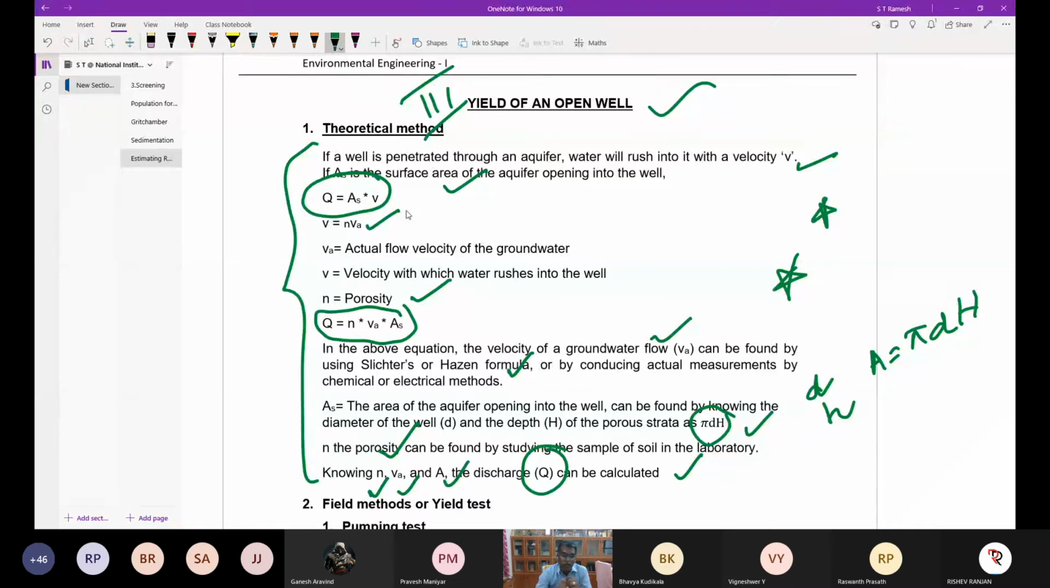So VA can be found using Schlichter's and Hazen's formula, and if the diameter of the well and the depth of the well or porous strata is known, you can calculate the AS value by pi dh. Then you take a sample from the aquifer, bring it to the laboratory and find out the porosity of the sample. By knowing N, VA and AS, you can calculate the Q value directly.